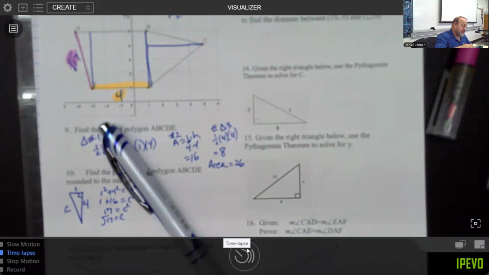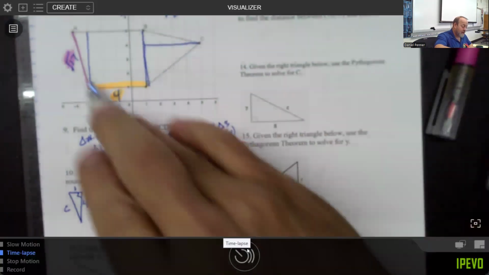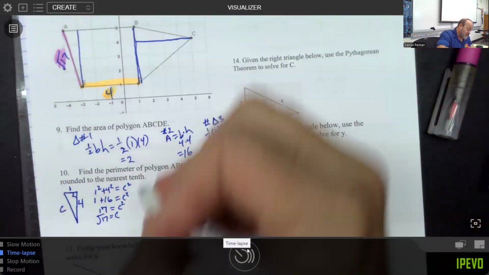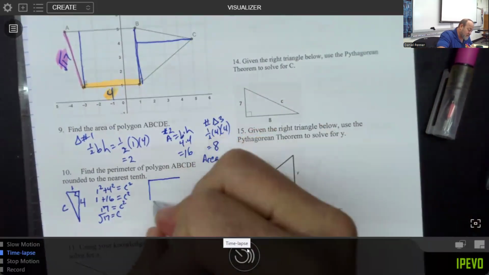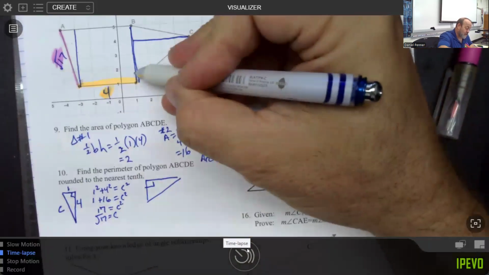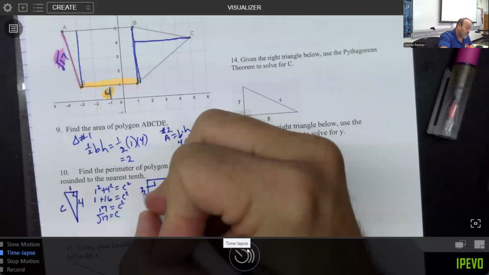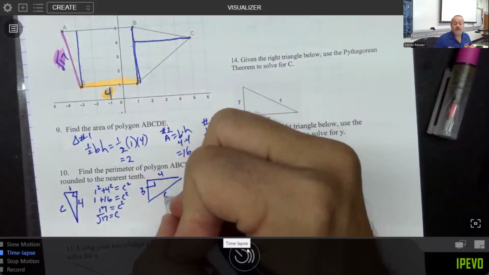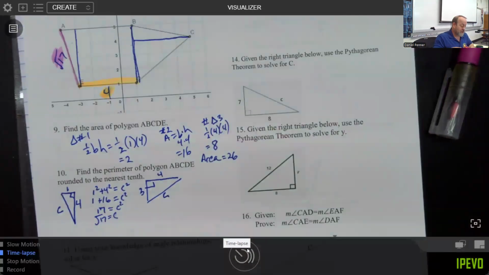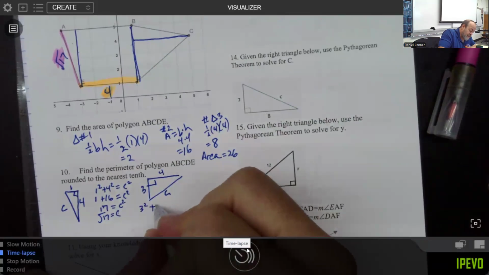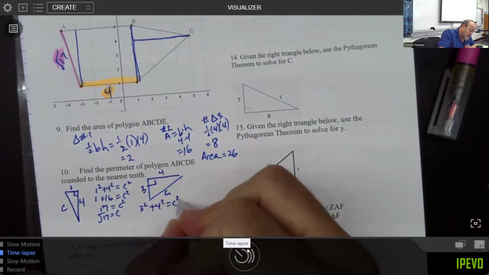Now, when I come to the next little piece, as I walk my way around this, I have another triangle right here that I could use. And so I'm going to draw that right here so that I could put some numbers on it. And I know if I count, I go 1, 2, 3 up. And I go over 1, 2, 3, 4. And again, I'm just using C for the hypotenuse because we often do that for the Pythagorean theorem. So I've got 3 squared plus 4 squared equals C squared.